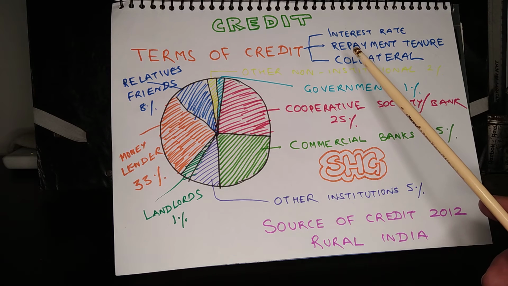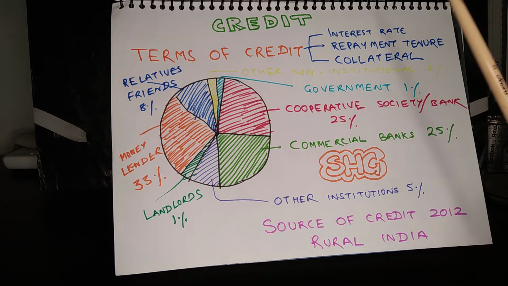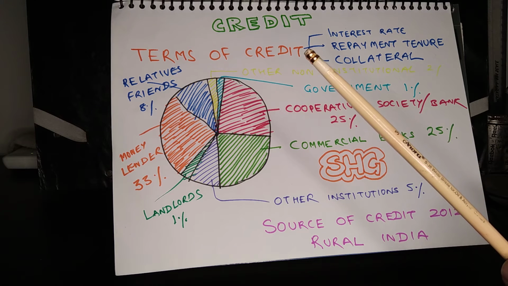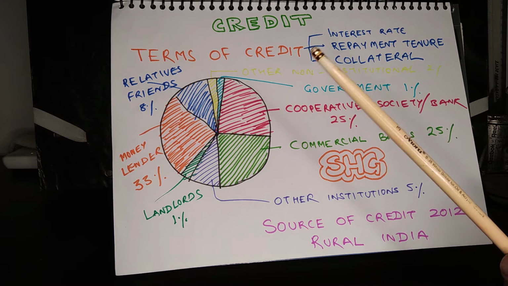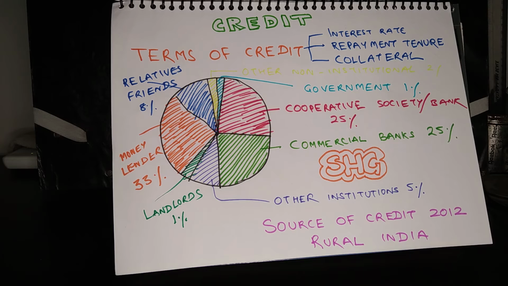Then there will be a term for repayment tenure, that is, in how many years you are going to pay. For smaller loans it is usually 1 year or 2 years. For car loans it can be 3 to 5 years. For housing loans it can be 15 to 30 years. It depends.